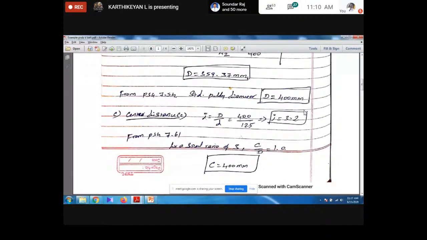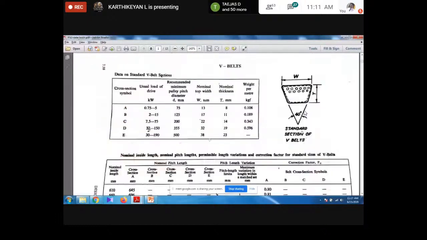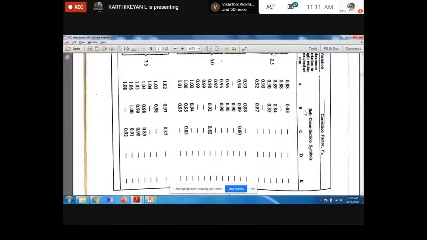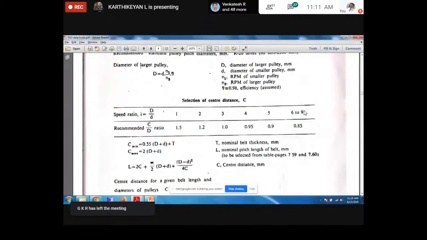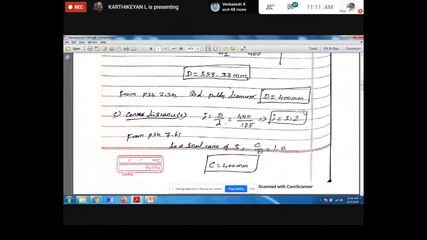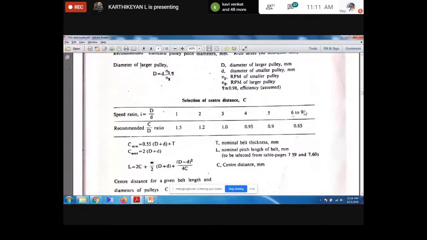Center distance is available in PSG data book 7.61. This is a standard template. For the selection of the C by D ratio, we have to calculate the speed ratio i. It is already calculated, right? So i is equal to the ratio N1 by N2, or capital D by small d. This is about 3.2. 3.2 is not available, so I am going with the nearest value, 3. So for the speed ratio, i is equal to 3.